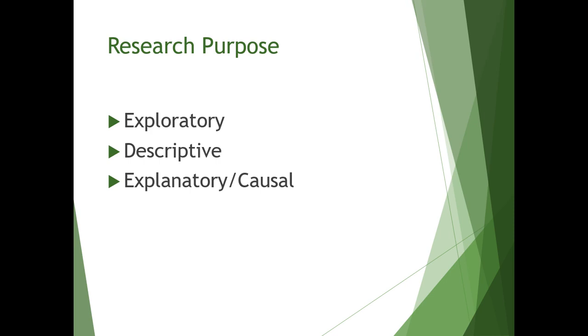There are three types of research. Number one is exploratory. Number two is descriptive. Number three is explanatory or causal research. Now, first of all, try to remember these three names. That's your first task. You have to remember these three names.